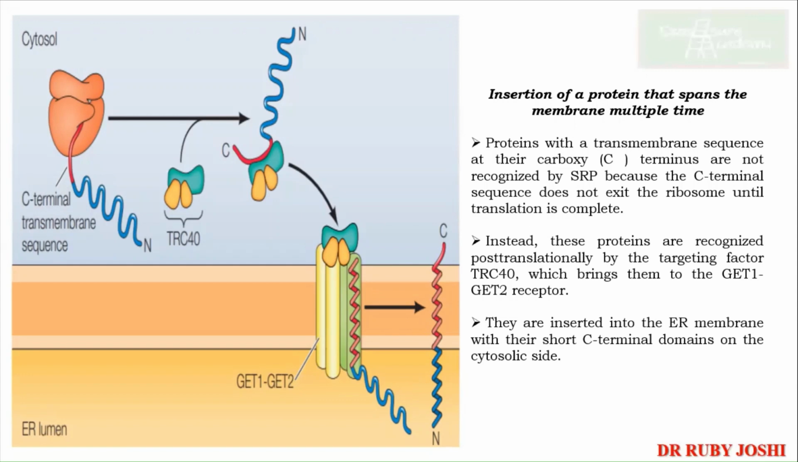Now that will be brought together and it will be inserted. Instead of SEC61, you are going to have here the GET1, GET2 receptor. And they are inserted into the membrane with their short C terminal domains on the cytosolic side. So this is how these kinds of proteins are recognized in the post-translation pathway, and they will get inserted into the membrane. Is the difference between the two pathways clear? One is for co-translation, the other one is for post-translation.